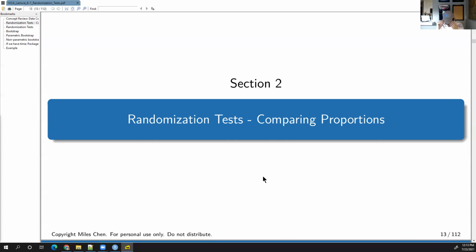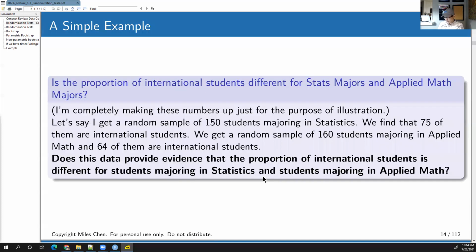And so, we covered a bit of statistical inference earlier in our last lecture. And here we're going to be doing some more statistical inference, but we're going to use the computer to simulate or create our sampling distributions for us. Okay, so here I'm just completely making up this scenario, but we're going to ask, is the proportion of international students different for statistics majors and applied math majors?